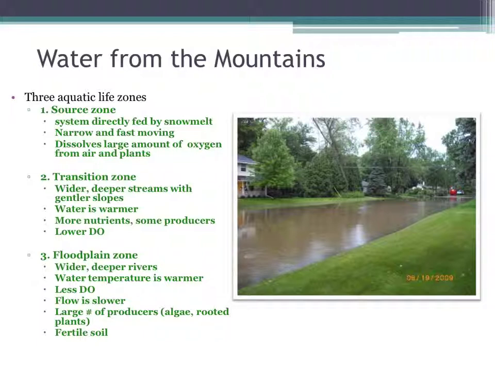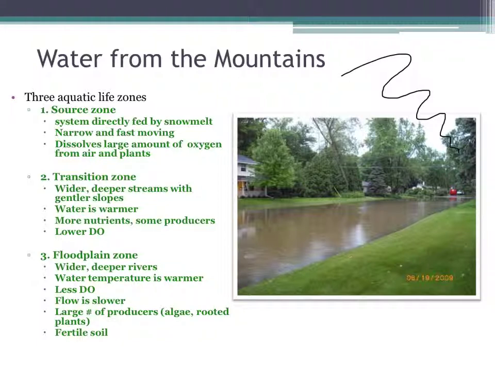We love living in floodplain zones because they're flat, and we can build on them easily. They tend to be very fertile too because all the silt came from all different areas, like in the mountains, and came down with all the nutrients. Wider, deeper rivers, they tend to be meandering. If you think about the Fox River system, if you looked at a map, the meandering system kind of looks like this. Water temperature is warmer.